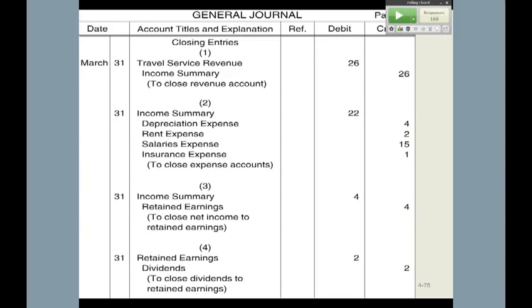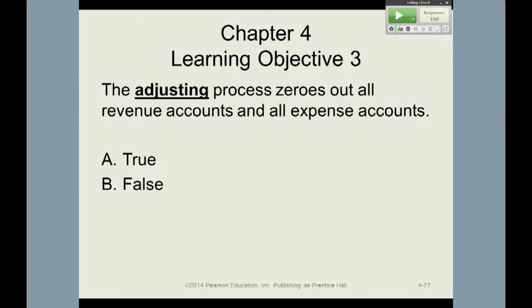All right, so let's try some questions. Just a couple. All right, so the first question says the adjusting process zeroes out all revenues and expense accounts. So I'll give you a minute for this one. This is a warm-up.